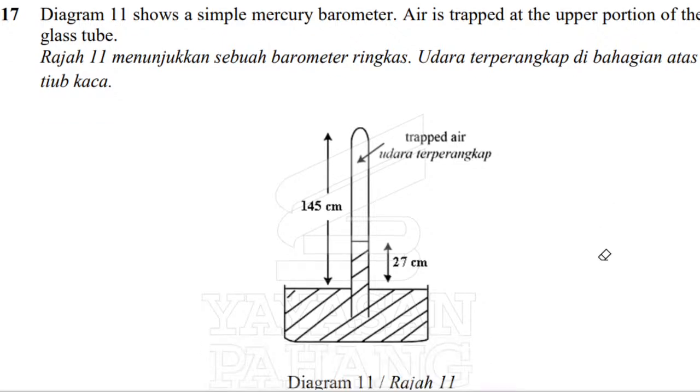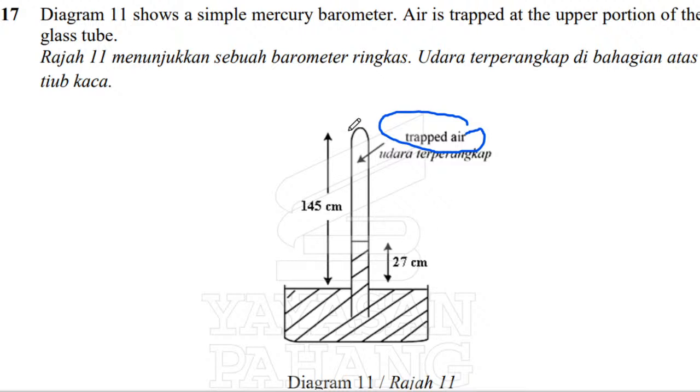Alright, so diagram 11 shows a simple mercury barometer. A is trapped at the upper portion of the glass tube. Okay, air trapped. Normally it's vacuum, right? But now the air is trapped. So this is important. If here is vacuum, then the height of the mercury in the tube is normally around 75 or 76 centimeter. But now the air is trapped, so now you can see that the height of the mercury is lower, 27 cm.